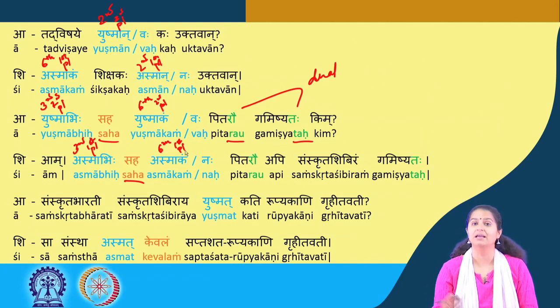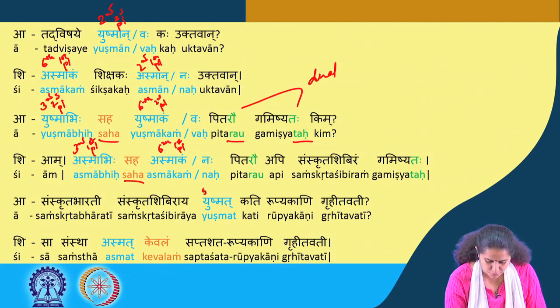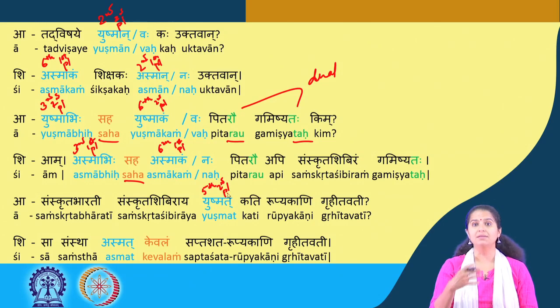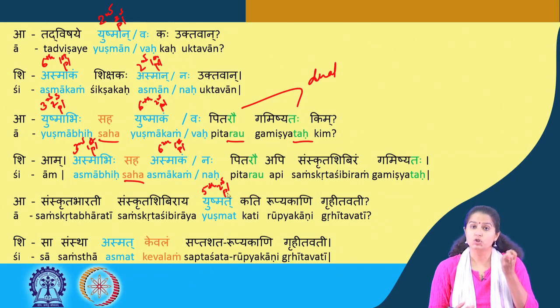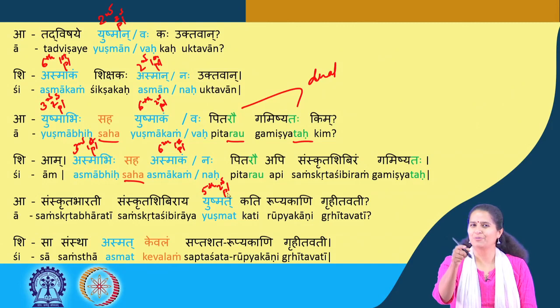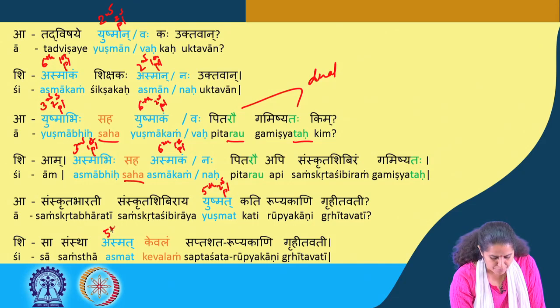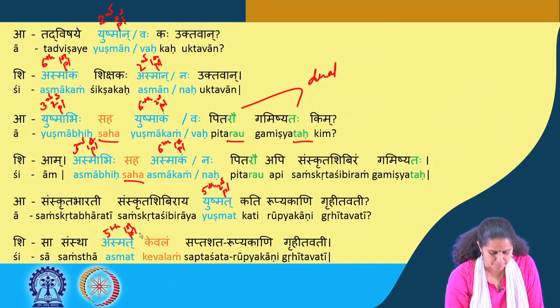Moving on, Sanskrita bharati Sanskrita shibiraya. The shibiraya here indicates for the shibiram. Yushmat. Yushmat is from you, and that's the ablative or the fifth case for the second person plural. Yushmat kati rupyakani grihitavati. How much money did she take? And the answer, sa sanstha. If it was yushmat, the relative one to the first person will be asmat. Uttamam. So asmat is the fifth case for the first person plural.